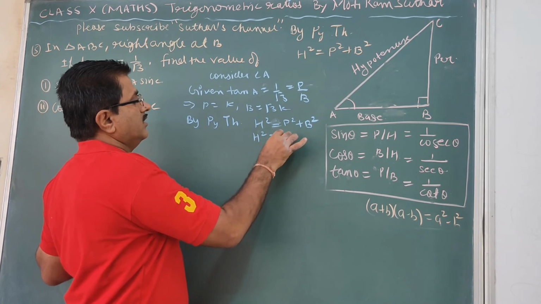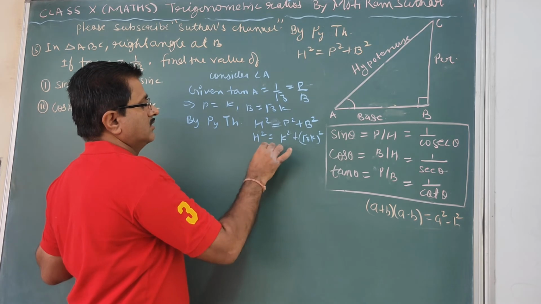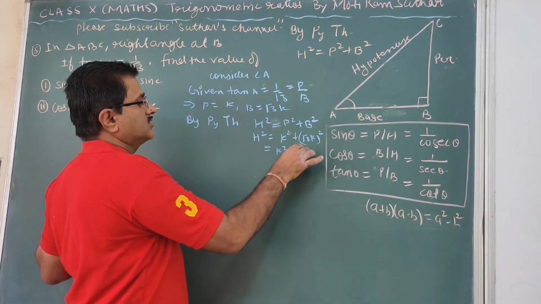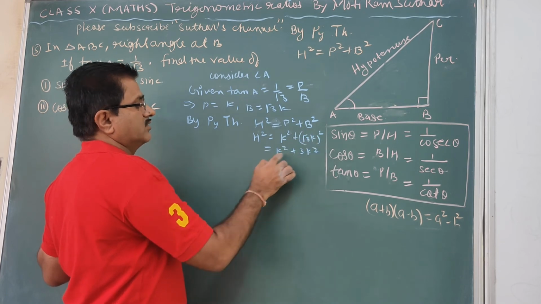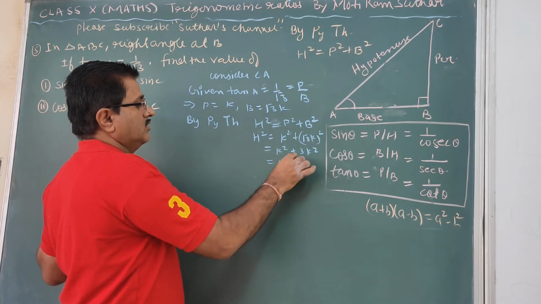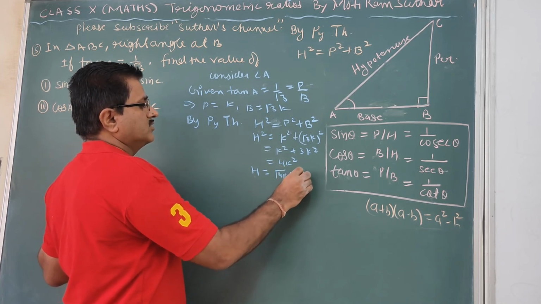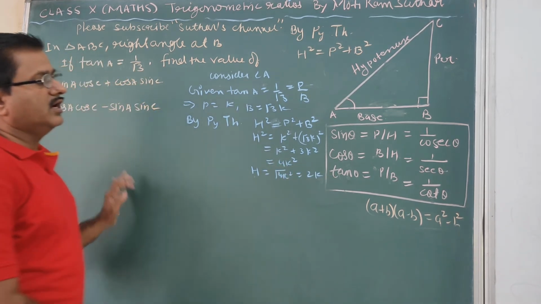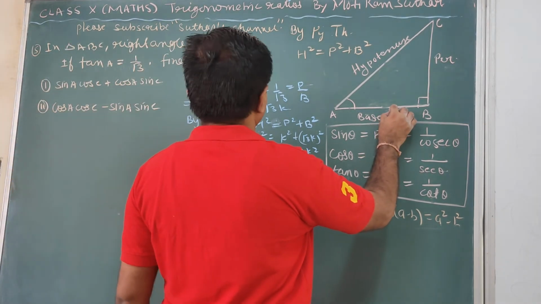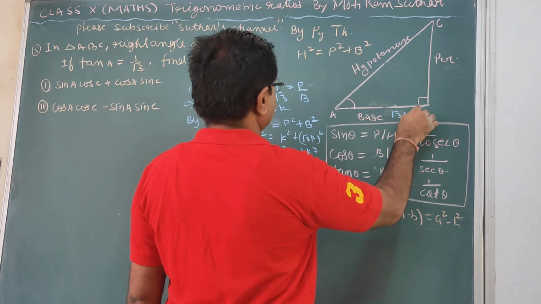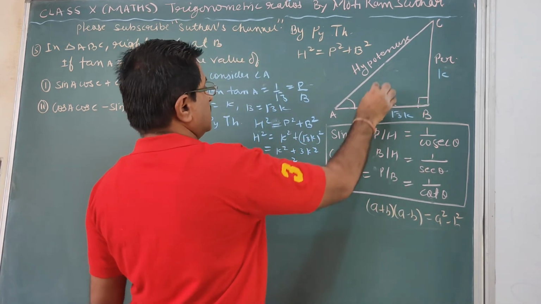So we get k square plus root 3k whole square. That is k square plus 3k square. Root and square cancel. So it is 4k square, and from this you get h equal to root of 4k square, which is 2k. So we get all the three sides. Clear? So here base is root 3k, perpendicular is k, and hypotenuse is 2k.